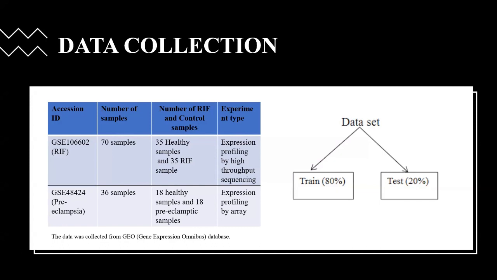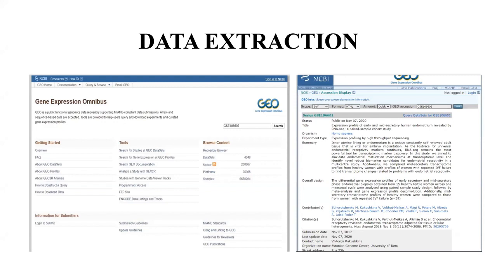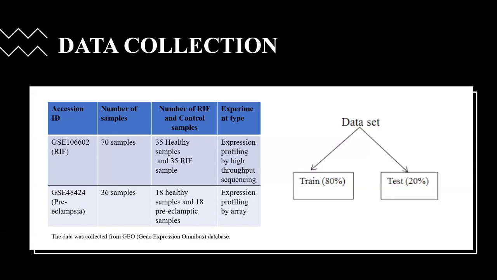I have collected the data from GEO, the Gene Expression Omnibus database. This is the homepage of the GEO database, and this is one of my dataset homepages. For recurrent implantation failure, GSE106602 is the RIF dataset, which contains 70 samples, 35 healthy samples and 35 recurrent implantation failure samples. This is high-throughput sequencing data. The second dataset is GSE48424, a preeclampsia dataset having 36 samples, which contain 18 healthy samples and 18 preeclamptic samples. It is microarray data.